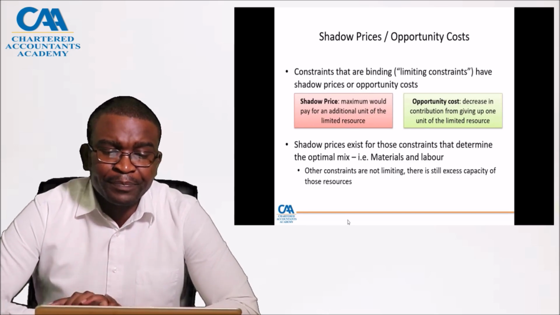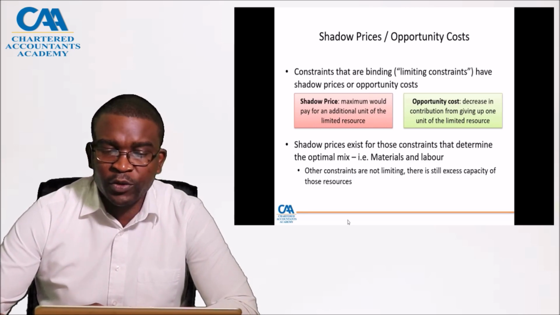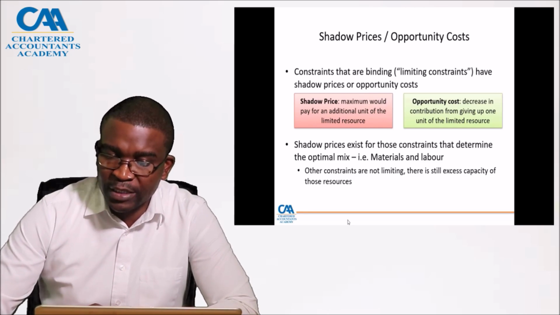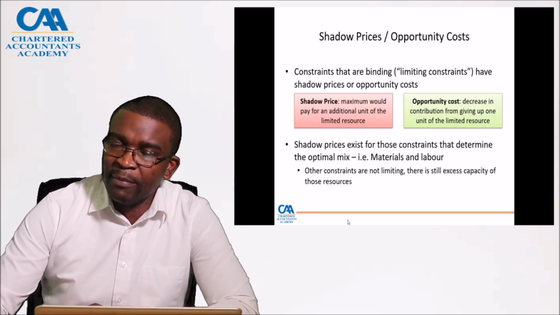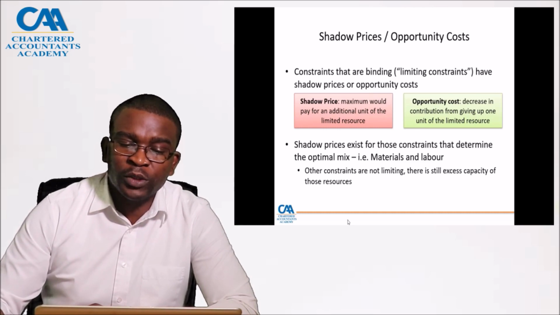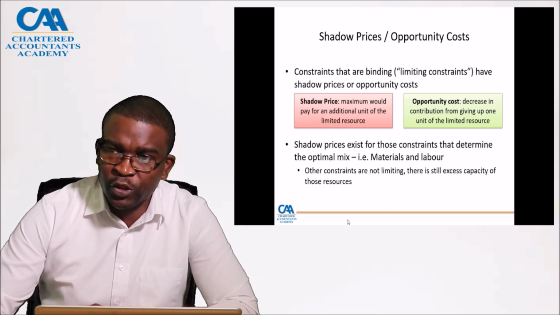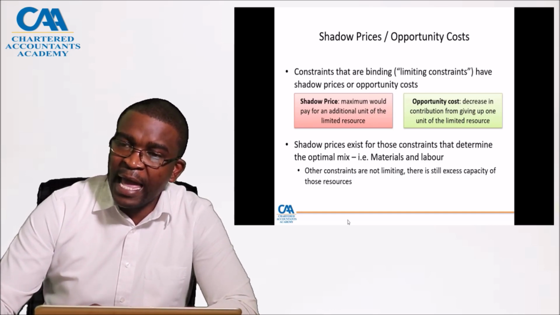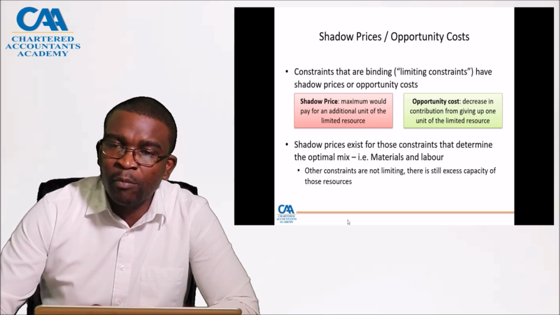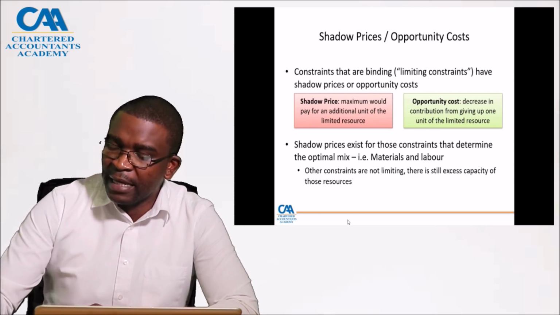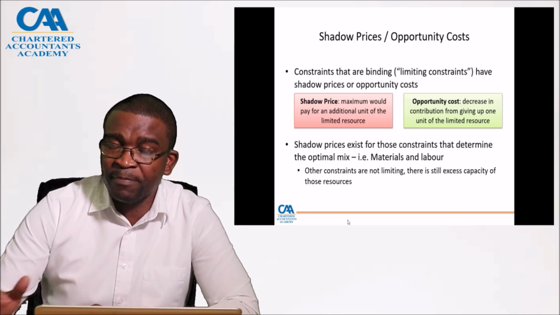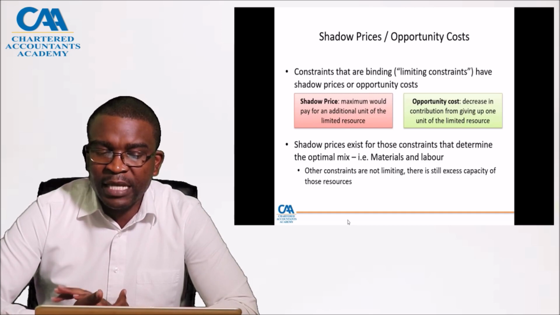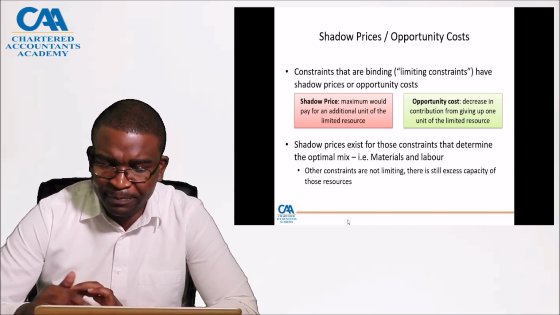in a different way. Now, when you talk about opportunity cost, we're talking about how much it would cost us to give up 1 unit. But shadow price asks how much you would be willing to pay for an additional unit. In this case, we're saying labor is a constraint. If someone is going to give us labor at a higher price than our normal rate, how much more would we be willing to pay for that labor? Remember, if we get that labor, it's going to increase our production.